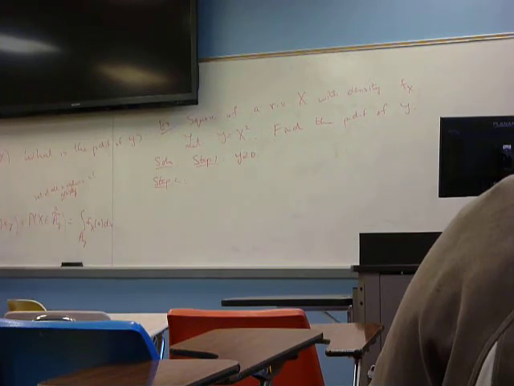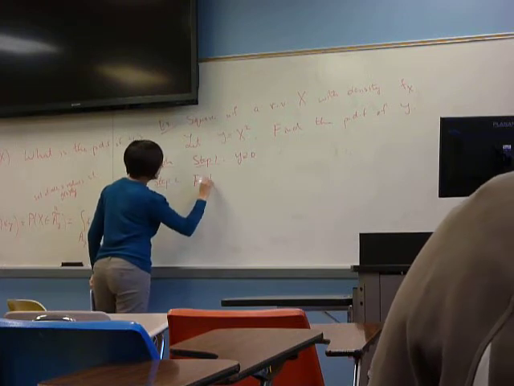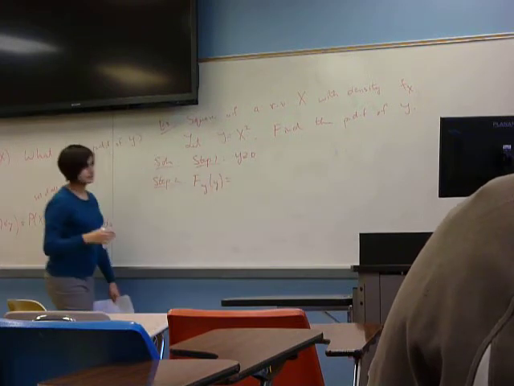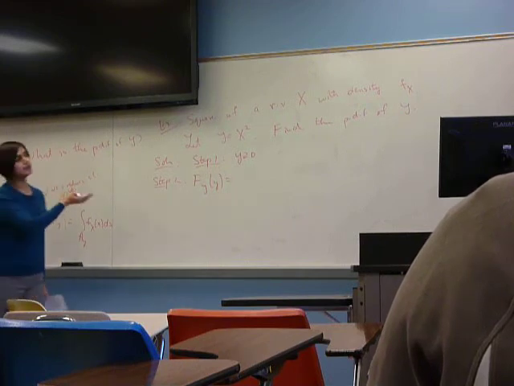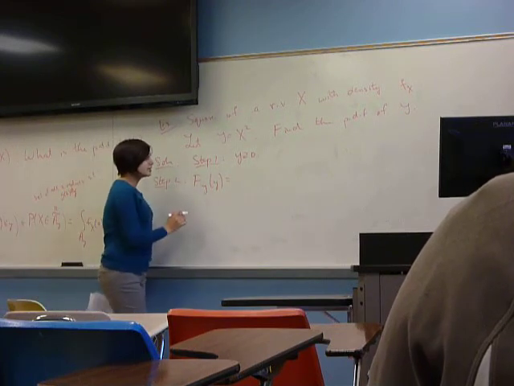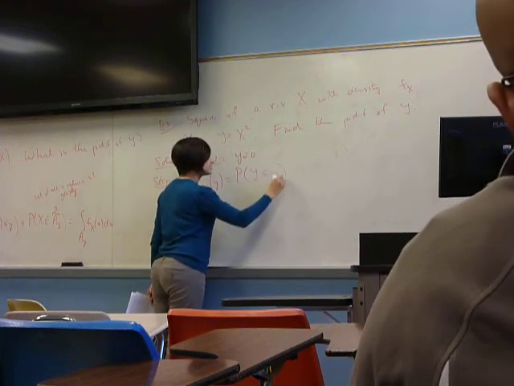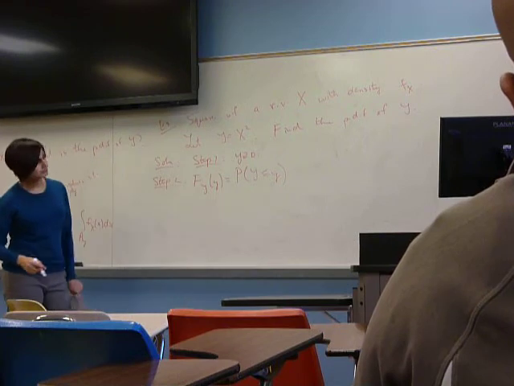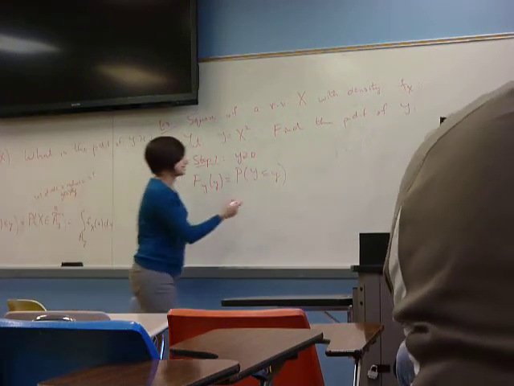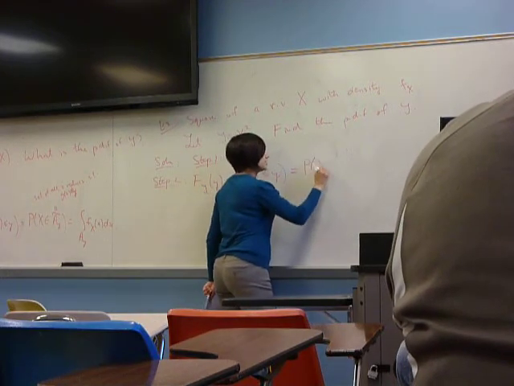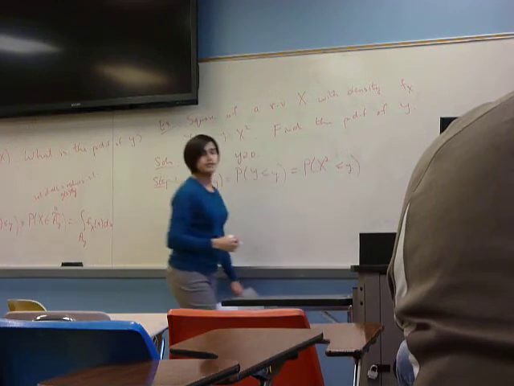So step 2, let's write down the cumulative distribution function of y. These are the steps you're going to follow for every problem. The cumulative distribution function, by definition, is the probability that y is less than or equal to little y. What's our next step? We write it in terms of x. So this is the probability that x squared is less than or equal to y.